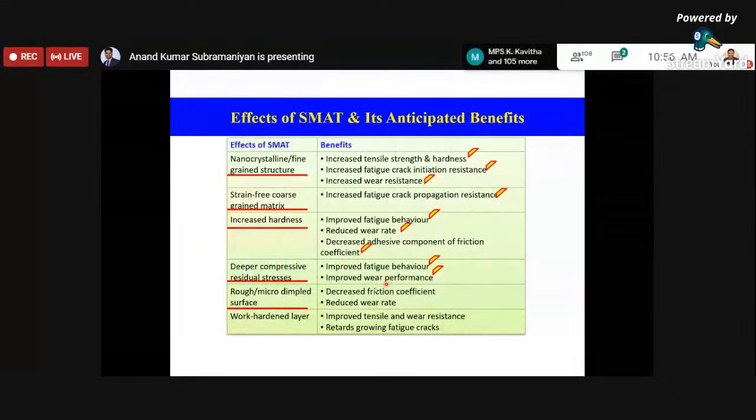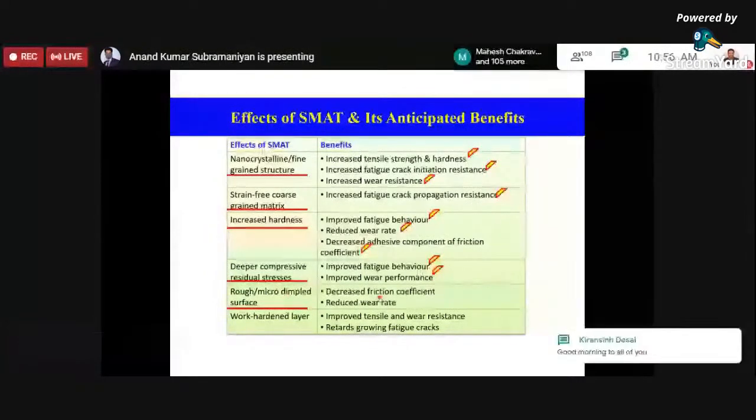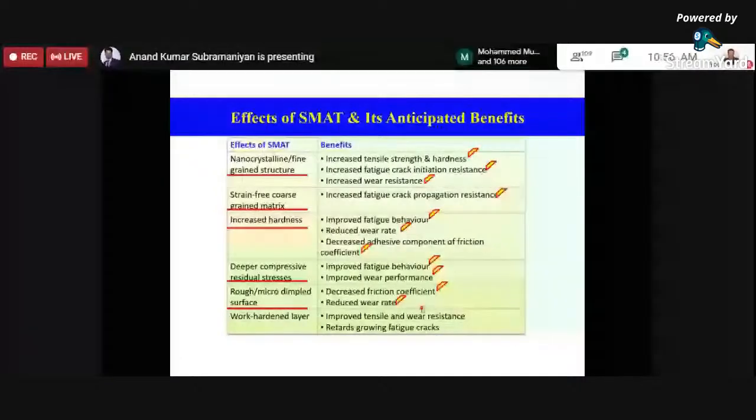And this particular rough or dimpled surface, although I have not shown it, we will be looking at that. When we do this SMAT process, what is going to happen is beneficial, especially from the point of view of decreasing the friction coefficient in the wear resistance, wear testing scenario, and it can also reduce, for example, the wear rate.